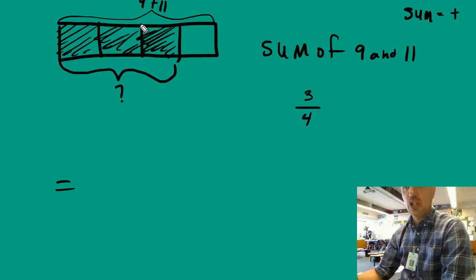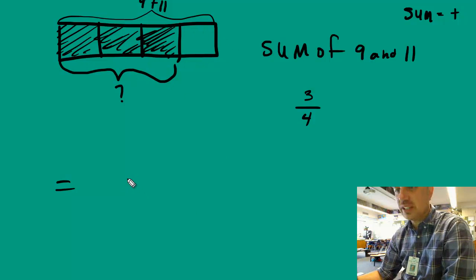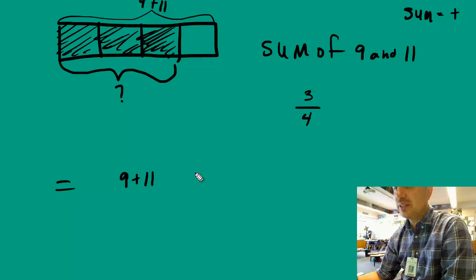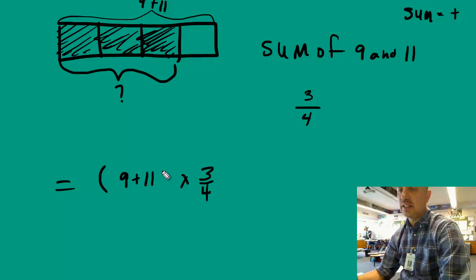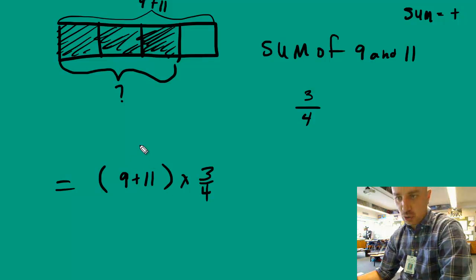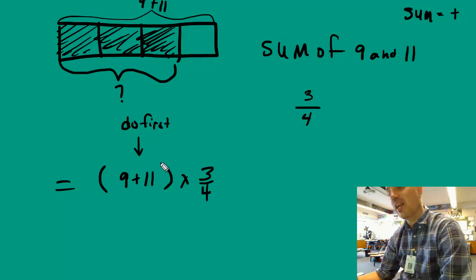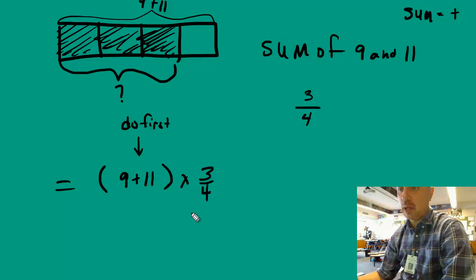And so if I'm going to do that, I need to first find out what the sum of this is, so I can find out what our total is. So the first thing I need to do is 9 plus 11. And then once I have that answer, then I can find out what 3/4 of it is. So now looking at this, it's really important that I use parentheses here to make sure that I'm doing this first, right? I have to do this first. That's what those parentheses are telling me to do. Do that first, and then I can multiply by my 3/4.